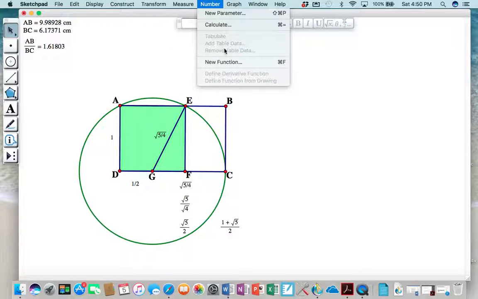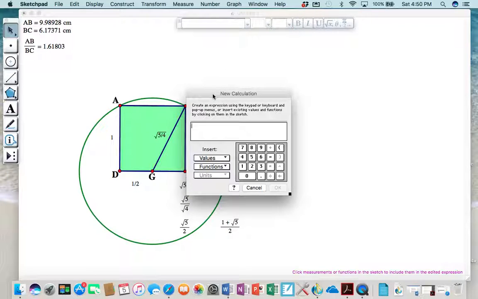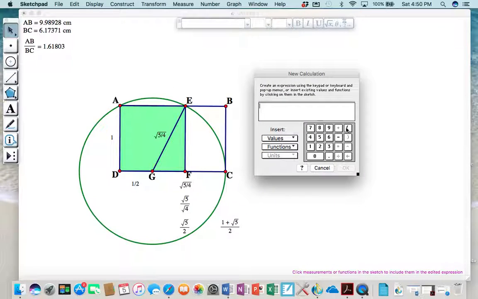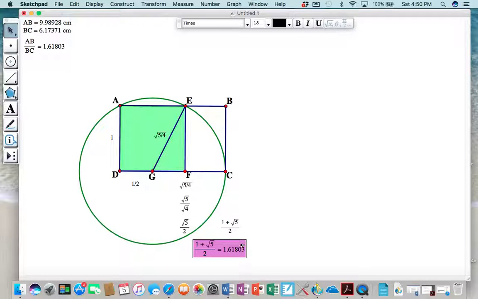So let's grab the calculator and let's work it out. So 1 plus the square root of 5, and then we're going to divide all that by 2, and there it is. Let's bring it up here for comparison. There's the golden ratio.